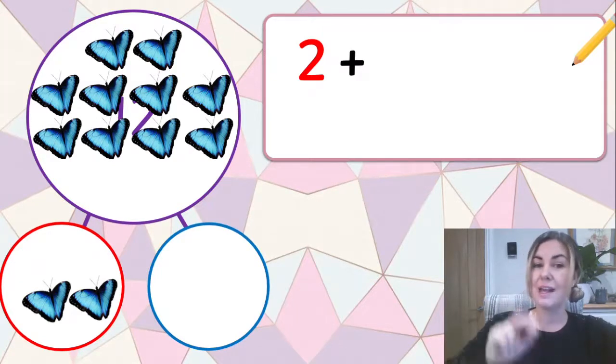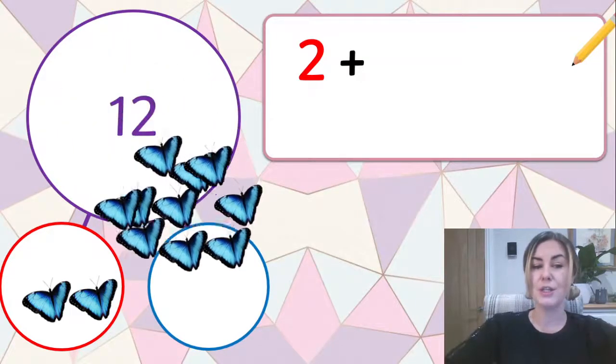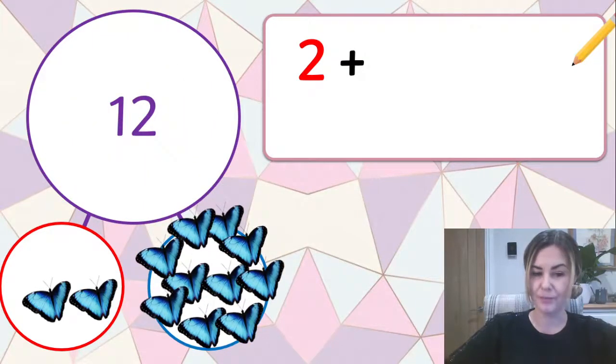So now step 2 is I'm going to move the rest of my butterflies into the blue section. Let's count how many there are together. 1, 2, 3, 4, 5, 6, 7, 8, 9 and 10. I'm going to write down 10. That's all there is to it.